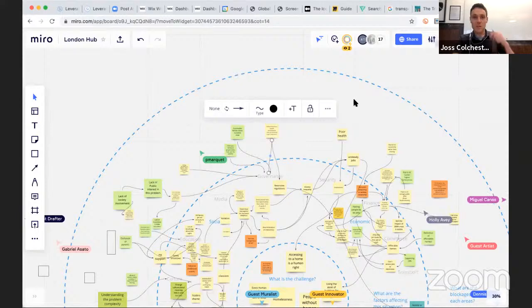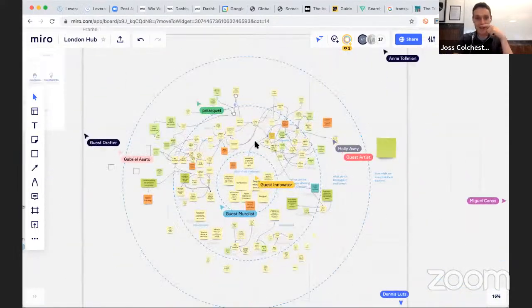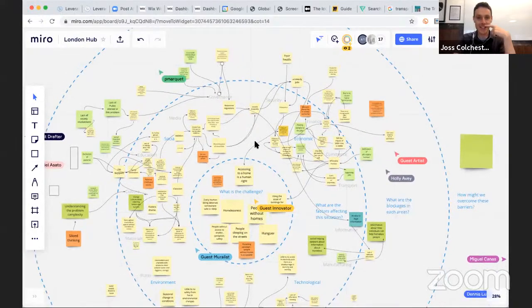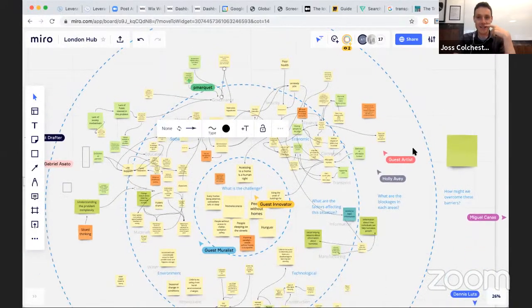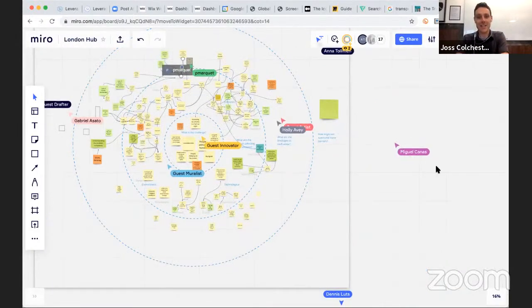Okay, pretty cool. Looking good at this stage. We've got quite a mess. Maybe this is what a messy, wicked problem looks like. A big mess like this. Well done, guys. Let's keep going on the outside here.